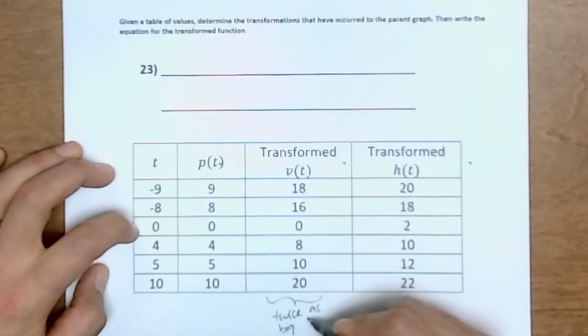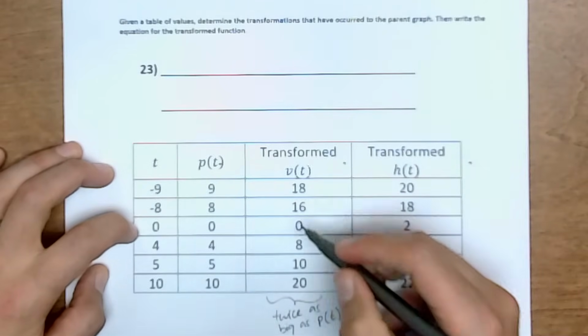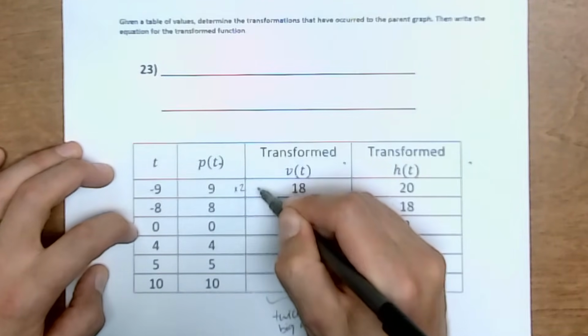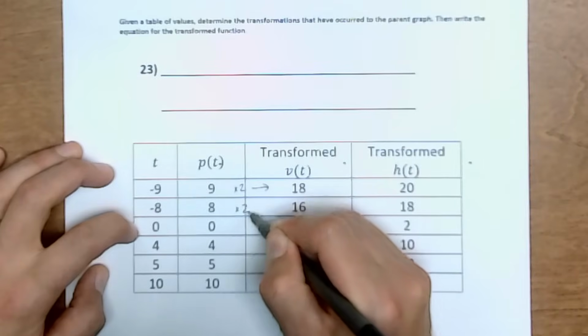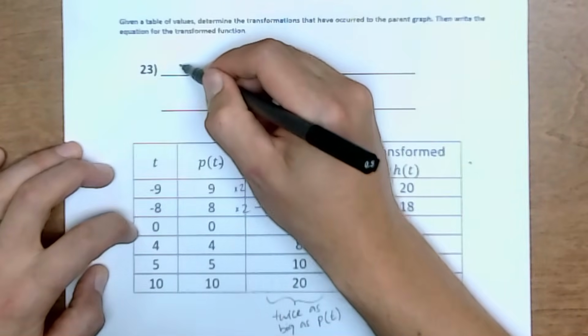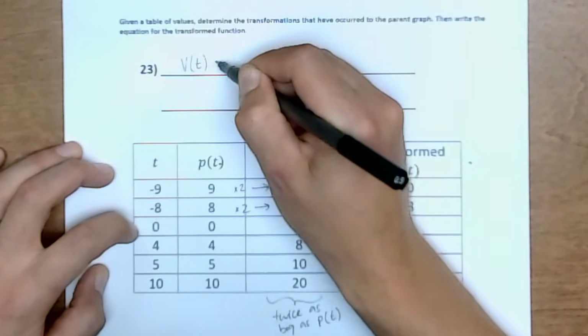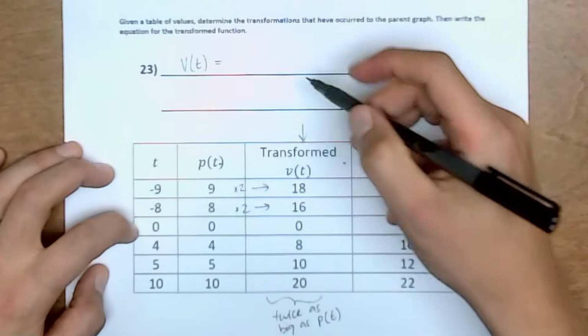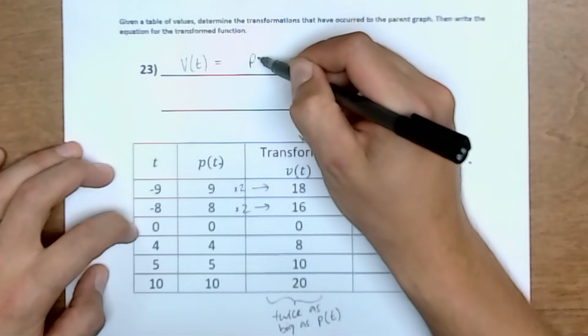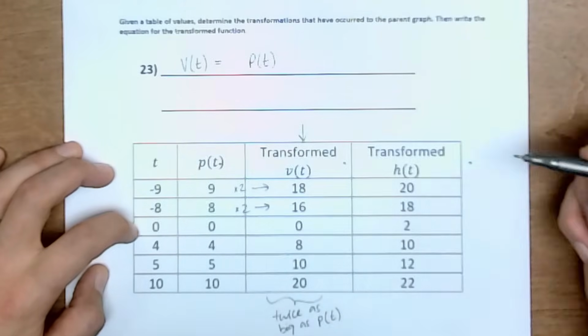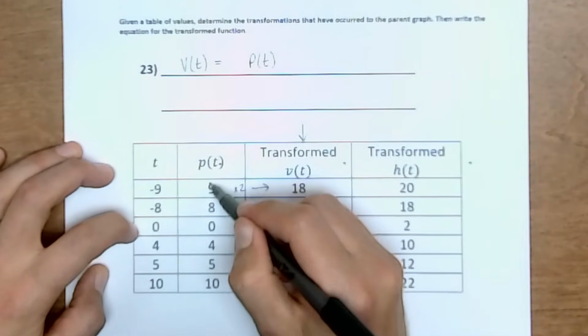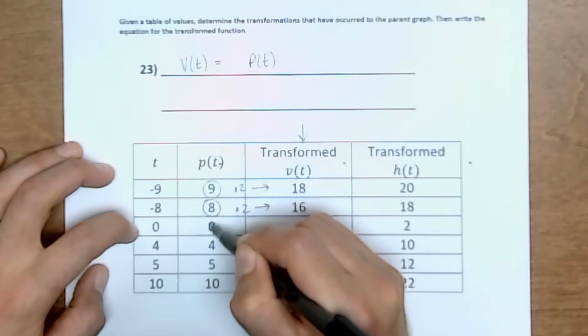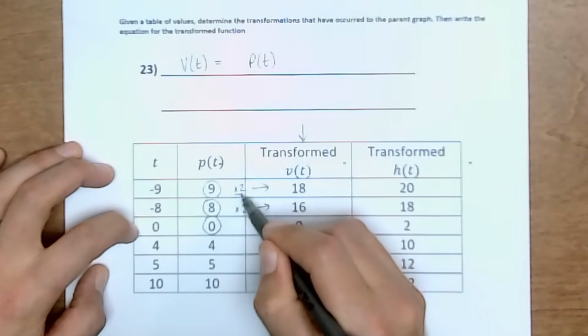If you know that it's twice as big as P of t, then you know that you have to take this times 2 every single time. So what we do is write V of t equals, you always focus on the kid first, how did you get there? And we are going to be changing the parent, P of t. What did we do to all of these parent values? All of these P of t values got multiplied by 2.